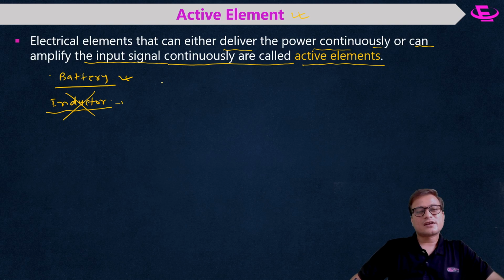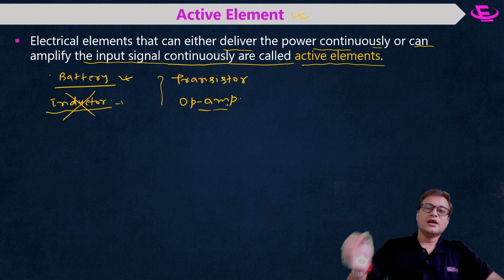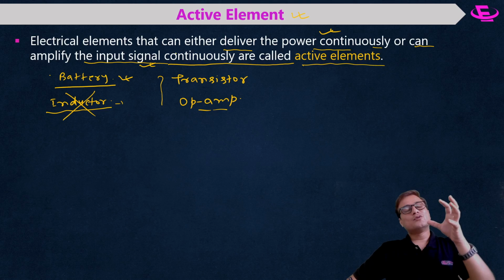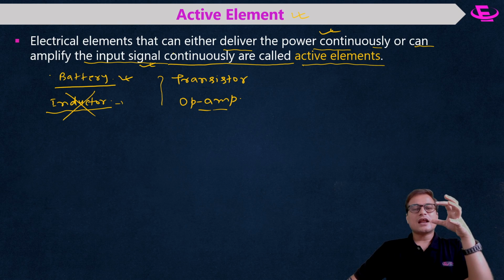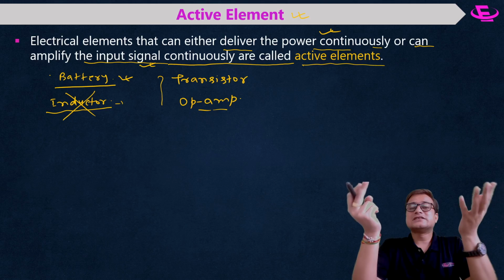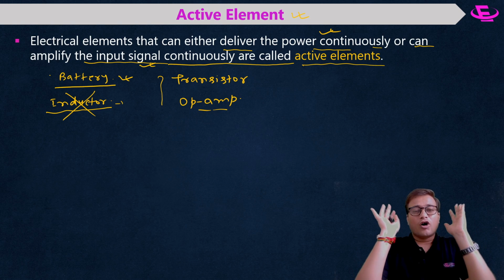So what is the next active element? The next active elements are transistor and op-amp. Why are these active elements? Because two things are written here. One is they can deliver the power, like a battery. The other is they can amplify the input signal. Some input signal is provided to the transistor and op-amp, they amplify the signal, and that amplification is a continuous process. So op-amp and transistors are examples of active elements.